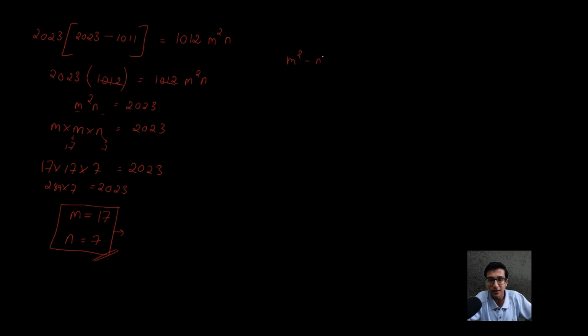M square minus n square. So we can write it as 17 square minus 7 square. This is 289 minus 49. So this is 240. This is our answer.